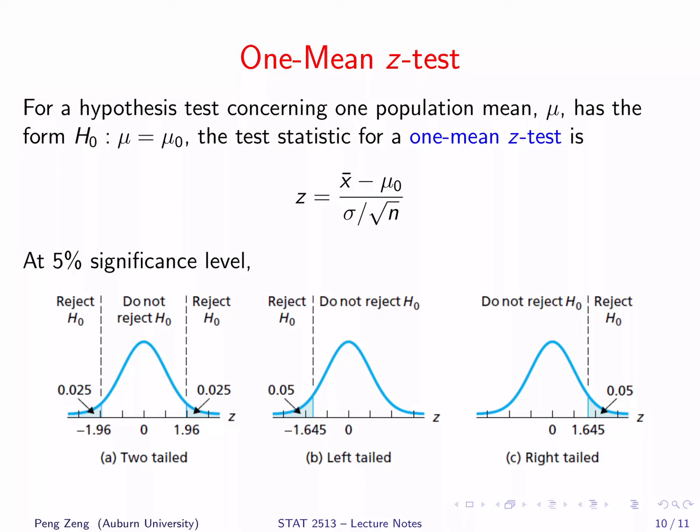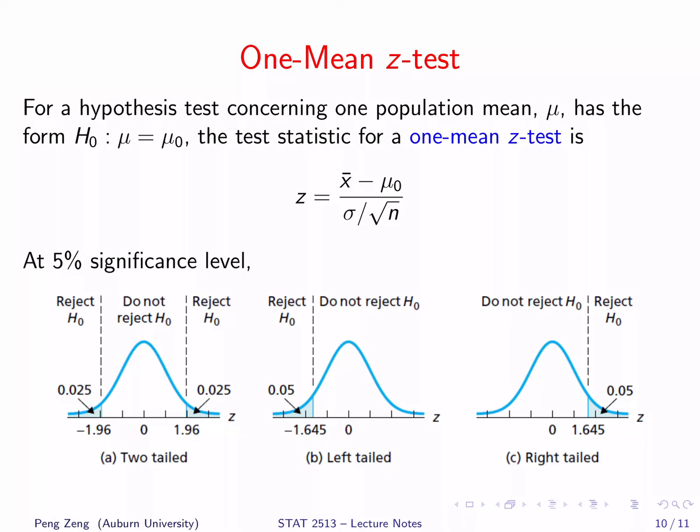If the alternative hypothesis is that mu is not equal 275, it is a two-tailed hypothesis. The critical value contains two values, negative 1.96 and 1.96. The probability to the left of negative 1.96 is 0.025, half of the significance level. The probability to the right of 1.96 is 0.025, half of the significance level.